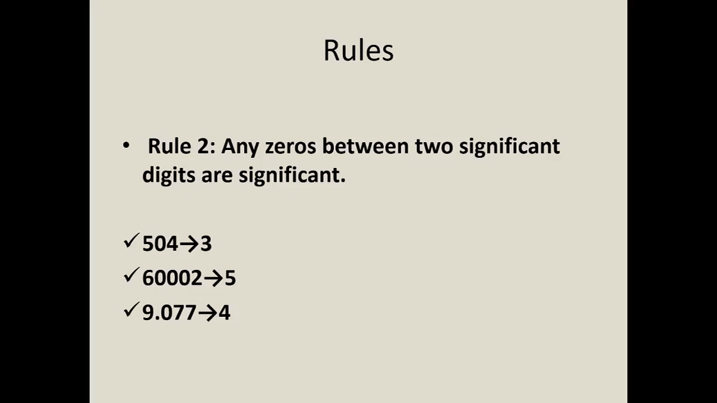There is a set of rules for determining if a zero in a measurement is significant or not. First rule for that is, zeros in the middle of a number are like any other digit. They are always significant. Therefore, the number of significant figures in the number 504 is 3. 60002 has 5 significant figures. 9.077 has 4 significant figures. Thus, any zeros between two significant digits are always significant.